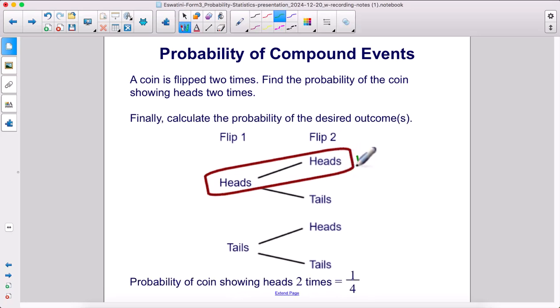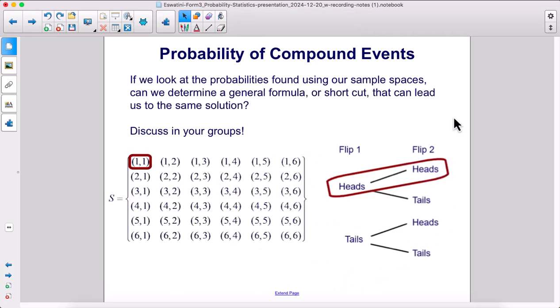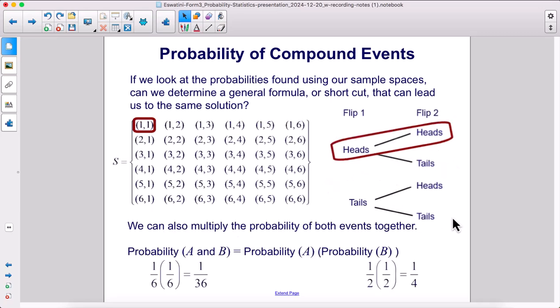Therefore, out of the 4 possible outcomes, only one of them fulfills the desired outcome. Therefore, the probability of the coin showing heads 2 times is 1 out of 4. If we look at the probabilities found using our sample spaces, can we determine a general formula or shortcut that can lead us to the same solution? Discuss in your groups. We can multiply the probability of both events together.